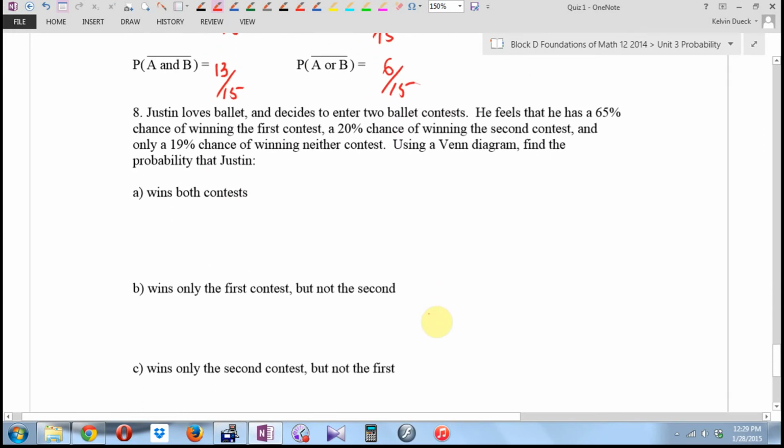Justin loves ballet. Do I have a Justin in this class? I forgot to change the name. Usually, you know what? I was going to make it Brendan, I think, and I forgot.